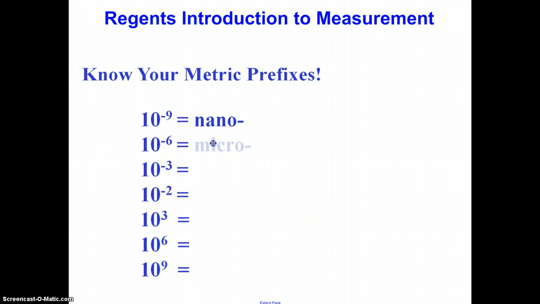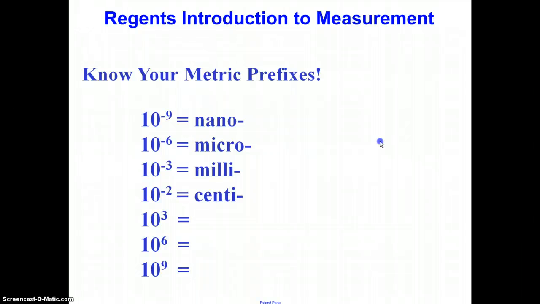10 to the negative 6 is micro, and micrometer, microsecond. Microcoulomb is a unit of charge in electrostatics, and that means 10 to the negative 6. 10 to the negative 3 you should be familiar with, and that's milli. And millimeter, millisecond are some examples there. 10 to the negative 2 is centimeter. And then you notice we jump right up into positive exponents here in larger quantities.